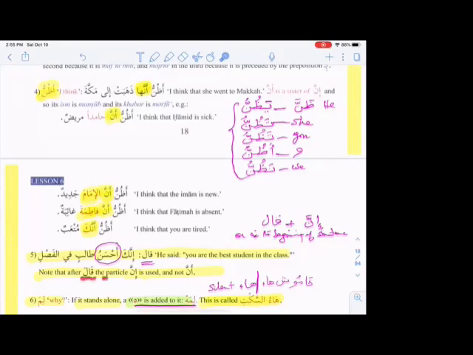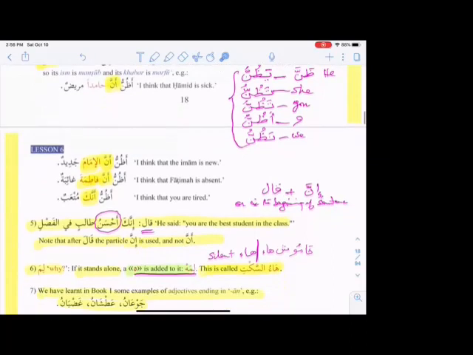Note that after qala, the particle inna is used and not anna. Remember, after qala, particle inna is used and not anna. But anything else, we will use anna. Anna will come in the middle of the sentence. Inna will always be in the beginning of a sentence. Keep that in mind also.